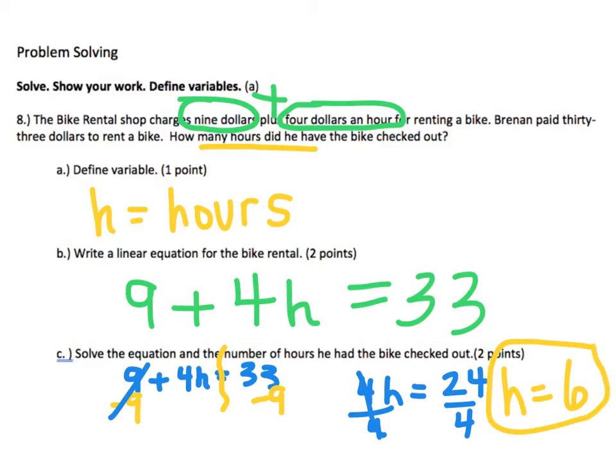So defining the variable by looking at what the question is to figure out what it's asking you. Then set up your two-step equation and solve.